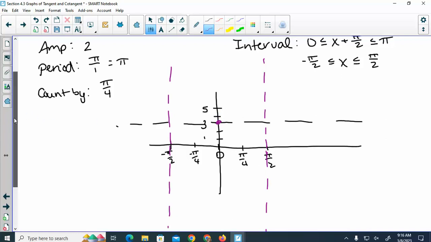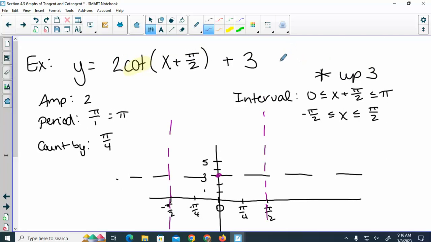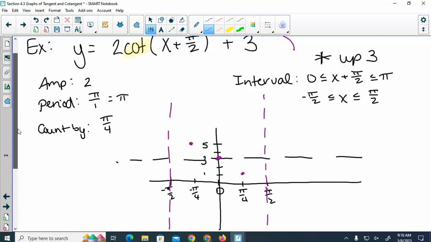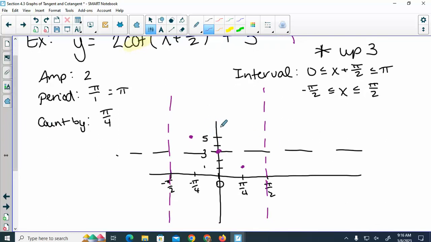Okay, cotangent. What does cotangent normally look like? Increasing or decreasing? Decreasing. So we should start at our high point. So at negative pi over 4, we are 2 above. And at positive pi over 4, we're 2 below. Worst case scenario, guys, if you ever get confused on those, you could go back and plug them into your equation and actually work it out and see what you get. So, that should look something like this.